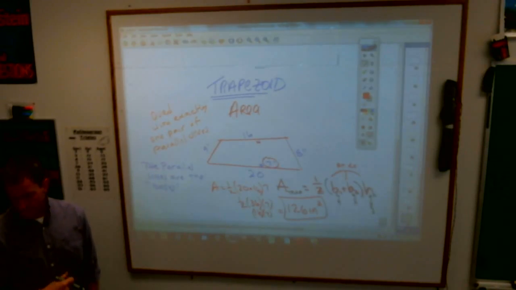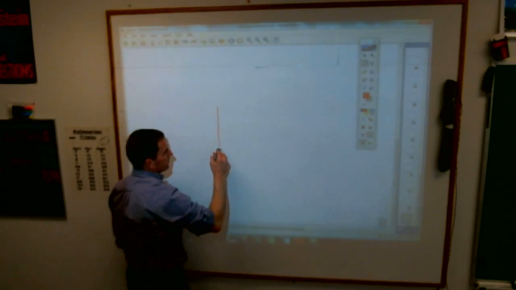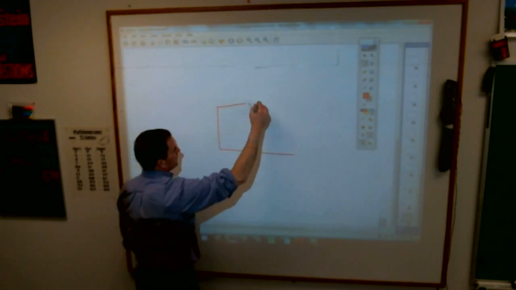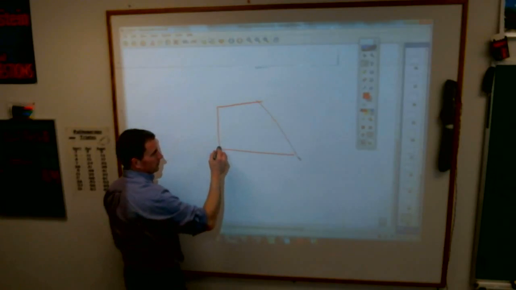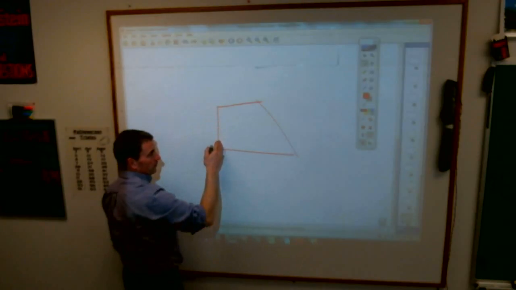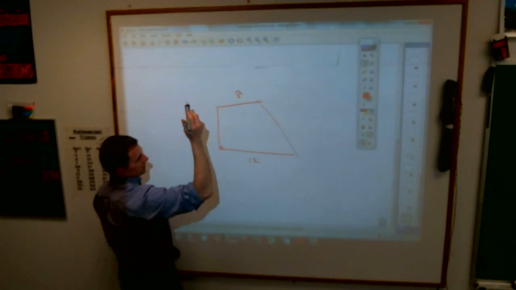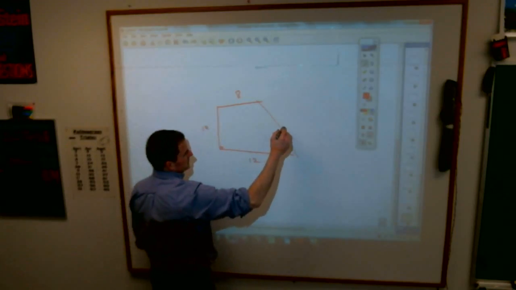You're ready for another one, are you not? Now sometimes your trapezoid will look like this. And the right angle is already there. You don't need to be given a dashed line when this forms the right angle with that. Let's say this is 12, and this is 8, and this is 10, and this is 14.